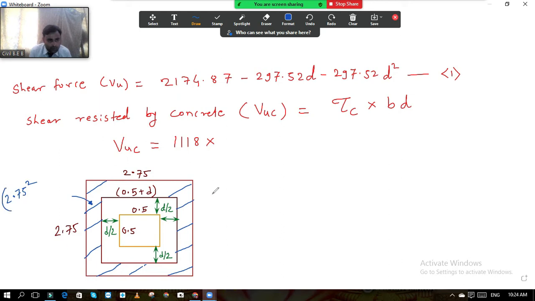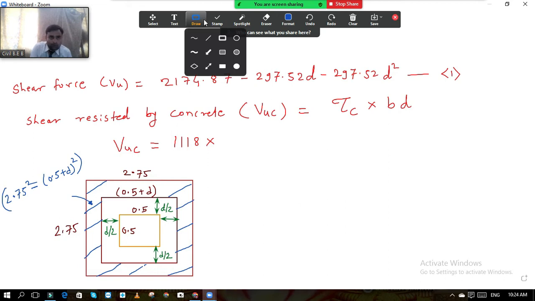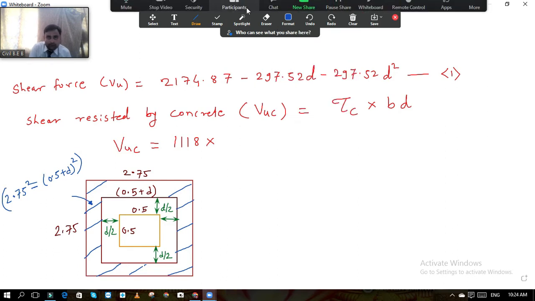Okay, this total area minus this much, it is (0.5 + d) squared. This we have already considered while calculating the shear force Vu. Correct? While calculating the Vu, this area we have already considered. Now we are calculating the shear resisted by concrete. So for that, what will I do? I will try to draw some 3D so that you will be able to understand.